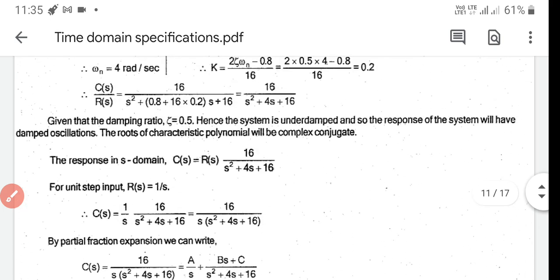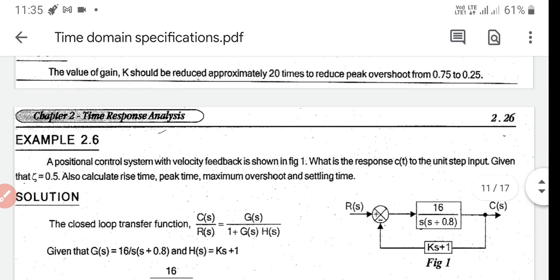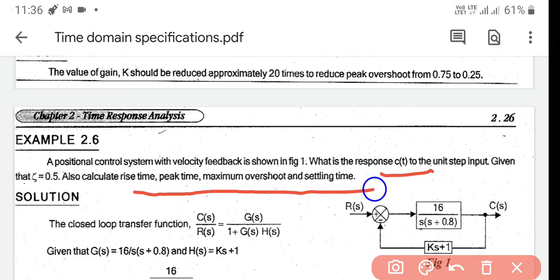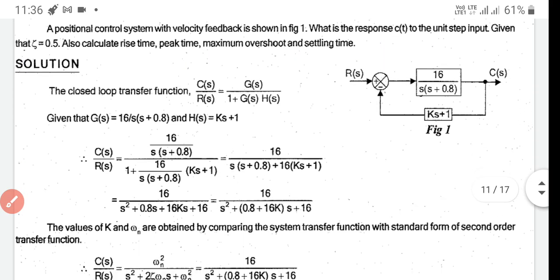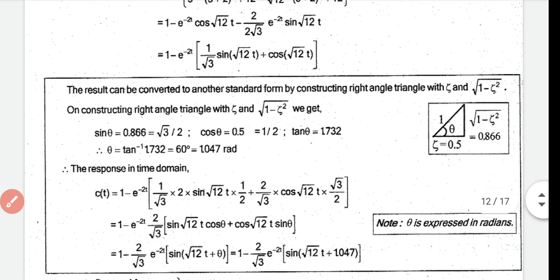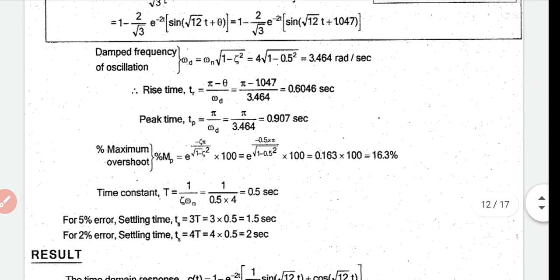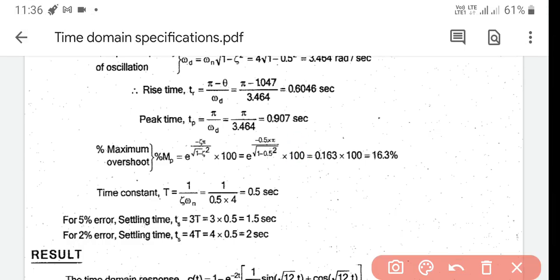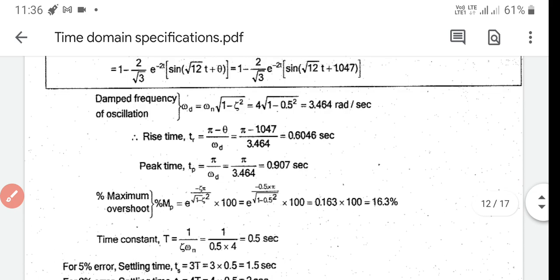In your question, what you have to calculate? You have to find the response c of t, and also you have to find the rise time, peak time, maximum overshoot, and settling time also. Now, what is the rise time formula? Rise time formula is pi minus theta by omega d.